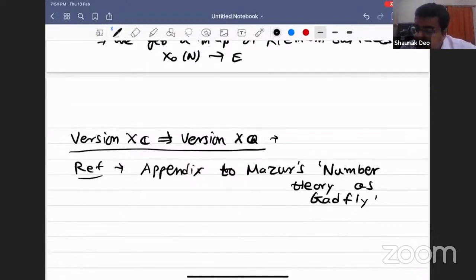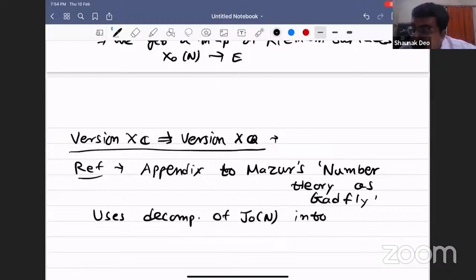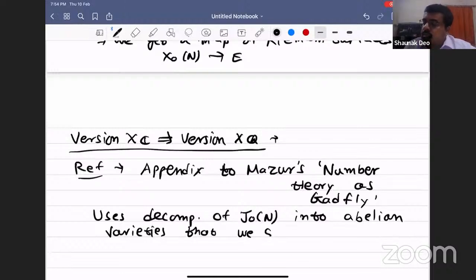Right. So I would just say one thing, it uses this decomposition of J_0(N) into abelian varieties that we saw above. So it uses this very crucially. Basically, the moral of the story is that we have some versions over C and we have some versions over Q, and they're all equivalent. But the connection with modular forms is still slightly missing. So I'm going to give you a version which gives you a connection with modular forms.